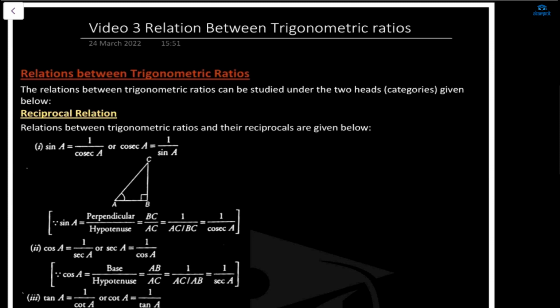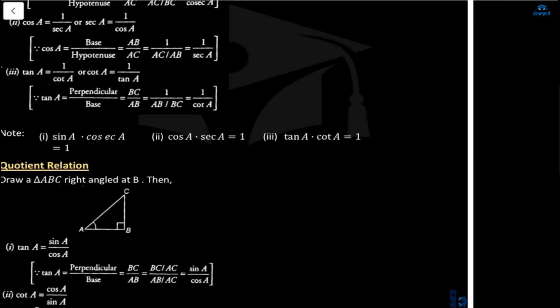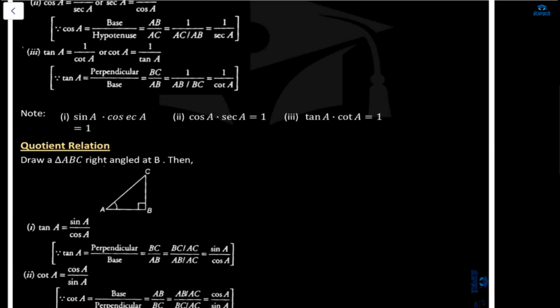What are the different relations that we can find between trigonometric ratios? Today we are going to discuss two types of relation between the trigonometric ratios: reciprocal relation and quotient relation. First we will see what a reciprocal relation is.